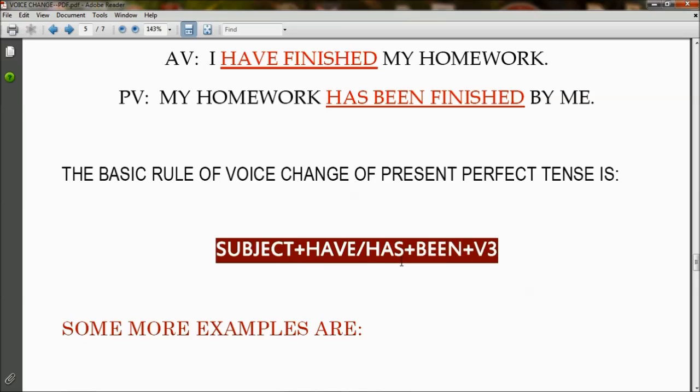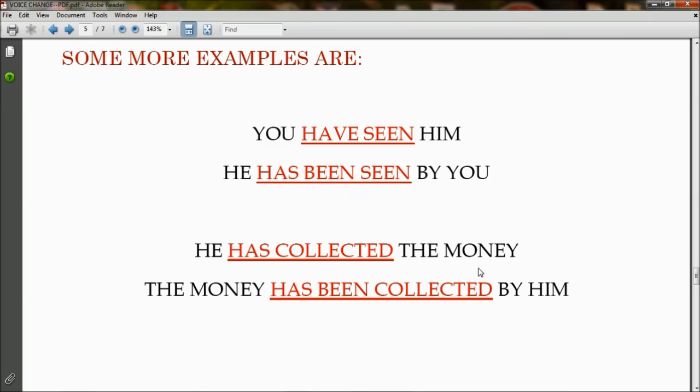As I told you, the usage of have or has always depends on the subject, just as the am or is or are. Then it is followed by been, and then it is followed by V3 or the third form of the verb or the past participle form of a verb. Some more examples are you have seen him, he has been seen by you, have depends on you, has depends on he.